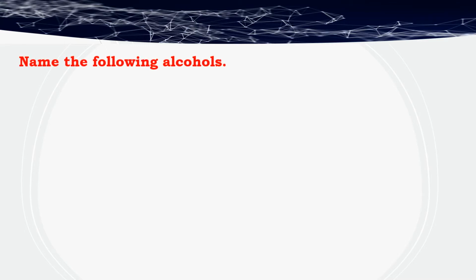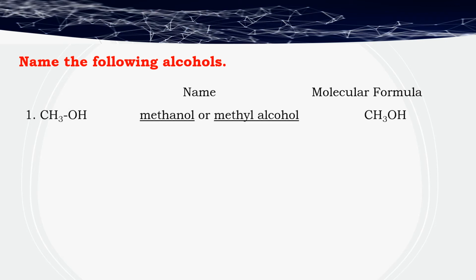Okay, so let us name the following alcohols here. We'll name and give the molecular formula of this one. So our first example is CH3OH. According to the rule, we can use the name of an alkane and then drop the E at the end of that alkane, the name of that alkane, and replace it with OL.